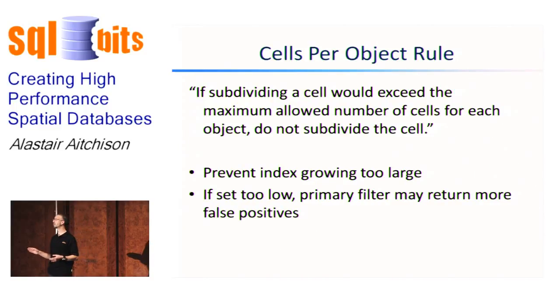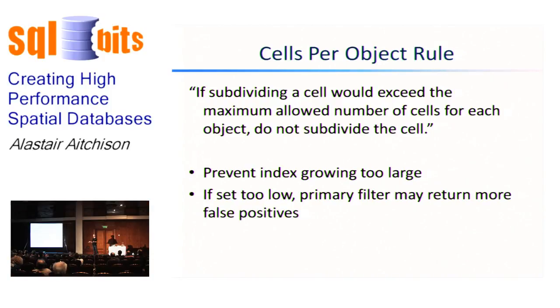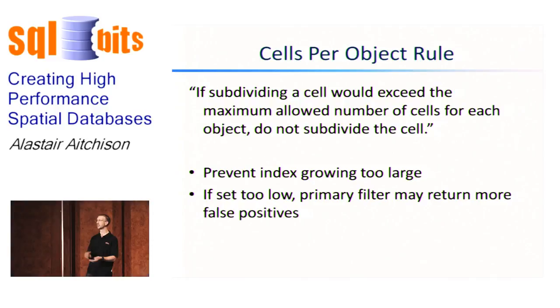So the cells per object rule basically says once you hit a certain limit, don't bother looking any deeper to try to get more resolution of this index. Let's just call a halt there and we'll settle for the approximation we're currently at. The default value for cells per object is 16, and that's been chosen to work quite well in most circumstances, but we'll go on to a practical example about how you might want to change that a bit later.